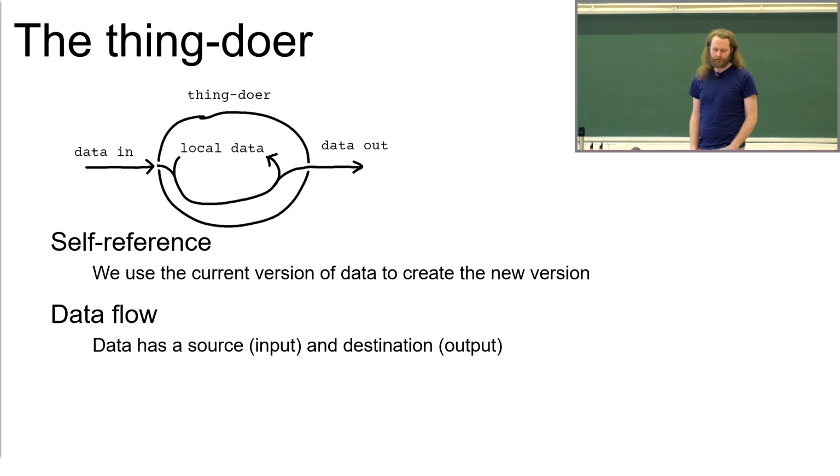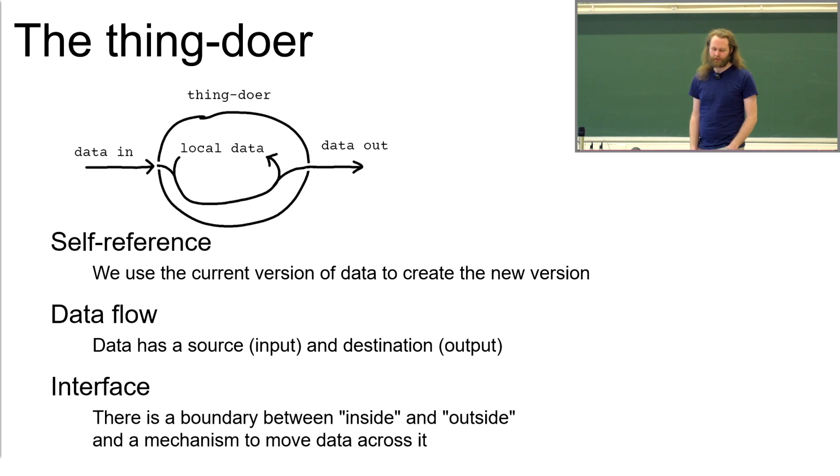Data has a source, an input, and a destination, and it has an interface. So there is some boundary between what is on the inside of the thing doer and what is on the outside of the thing doer. The data needs to come in and the data needs to go out. And what does come in and go out mean, and what does it look like in code?